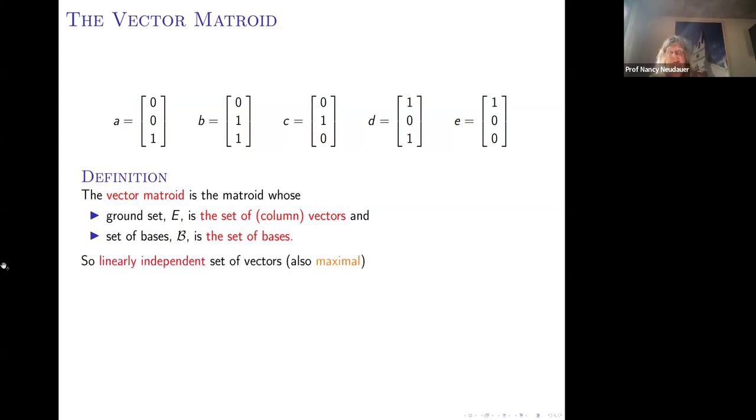So in other words, the linearly independent set of vectors, or the maximally linearly independent set of vectors? There's a question in the chat. Do you not require that the underlying set of a matroid should be finite? Yes, it must be finite. So here I have 5 vectors. So we'll say 5 is finite.